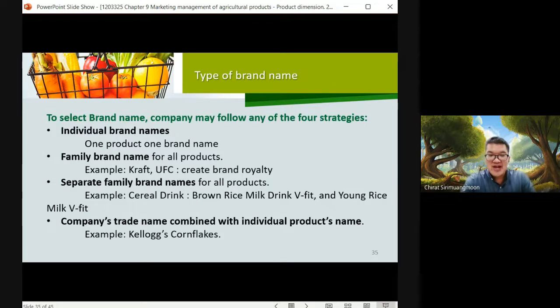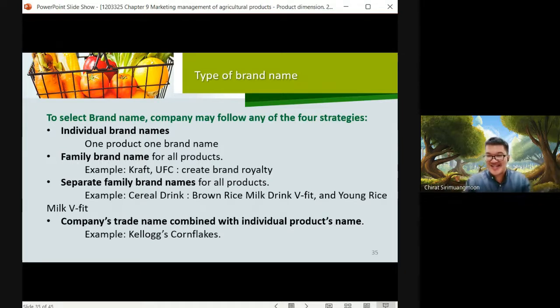Then, types of brand names. We have many types of brand names. First one, individual brand. You have just one product, one brand, like an individual brand for each product. We have family brand, like Kraft, a huge brand.